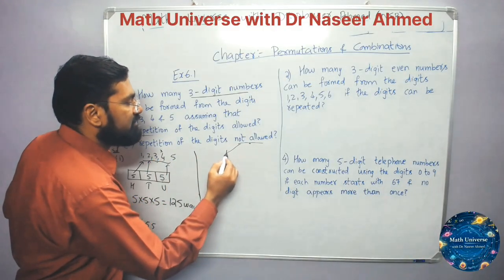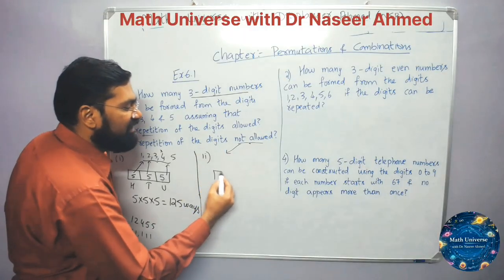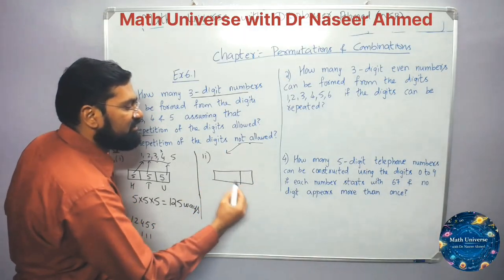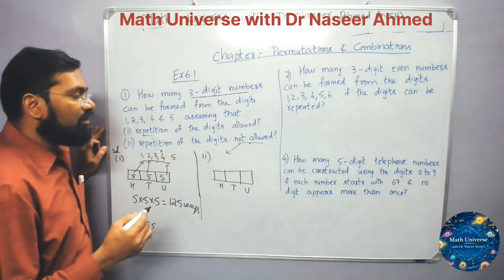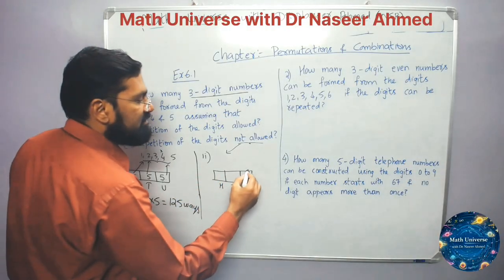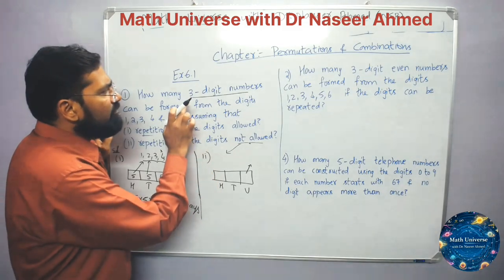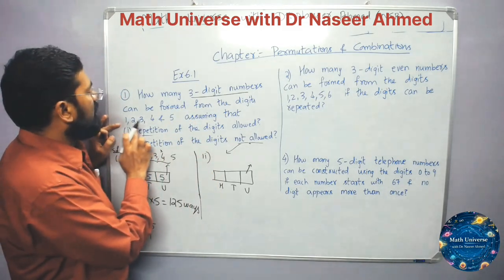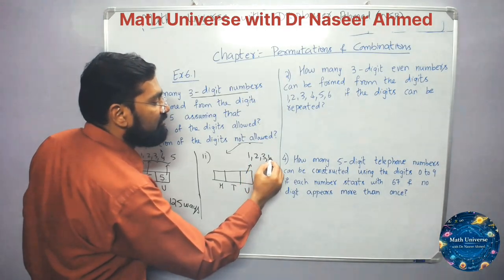Second sub-problem. Again I want 3-digit numbers, so we'll have 3 boxes. Here we are going to have unit, then 10s and then 100s. Now, coming to this unit place, always start from the unit. How many digits are there? 1, 2, 3, 4, 5. Only 5 digits.